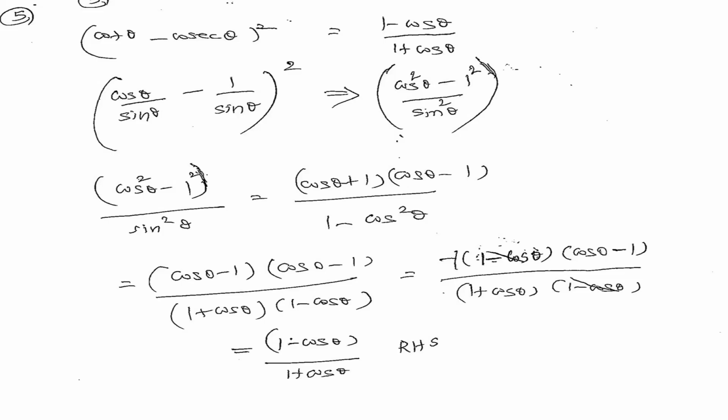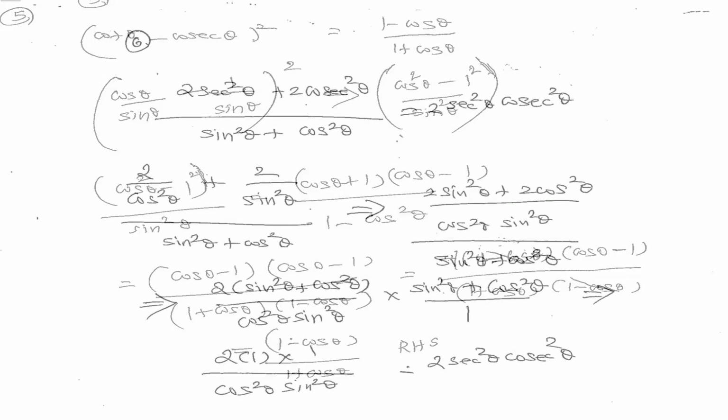So, reversing the sign on the numerator, we have minus 1 multiplied by (1 minus cos theta) multiplied by (cos theta minus 1). The denominator is (1 plus cos theta) into (1 minus cos theta). It cancels 1 minus cos theta in the numerator and denominator. Then minus 1 into (cos theta minus 1) is equal to 1 minus cos theta in the numerator, and the denominator remains 1 plus cos theta. Therefore, we have proved (1 minus cos theta) by (1 plus cos theta), which is the RHS.